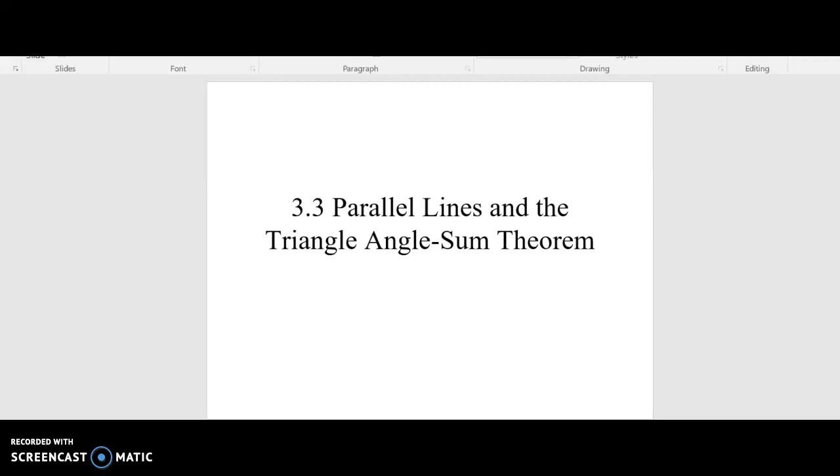Hello, Math 2. Today we're going to get into talking about different concepts within triangles. It's a very important concept because it leads to other concepts down the road. So please make sure you try to master this concept.